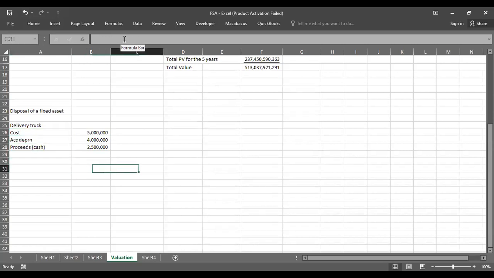So what do we do? In practice, or in theory, we're supposed to debit the disposal account, then credit the asset account. In this case, delivery truck. Okay, that is one. That's for the cost amount.